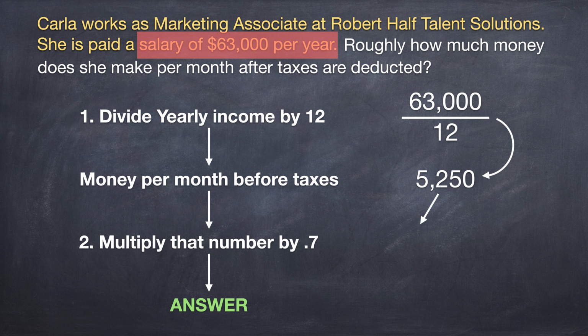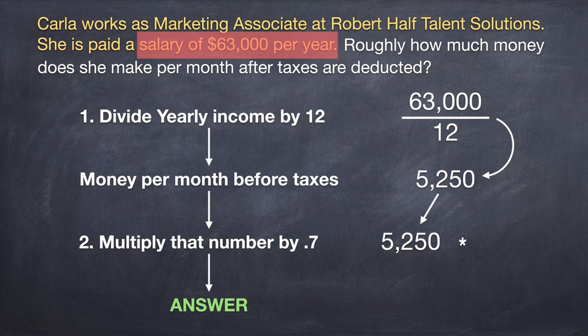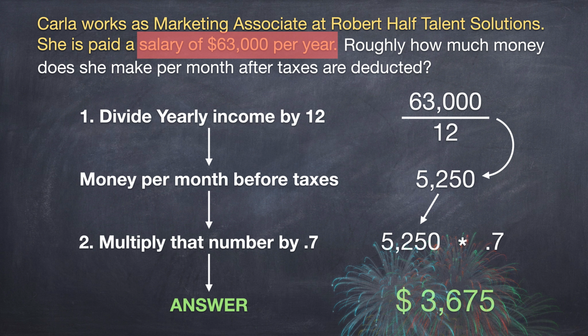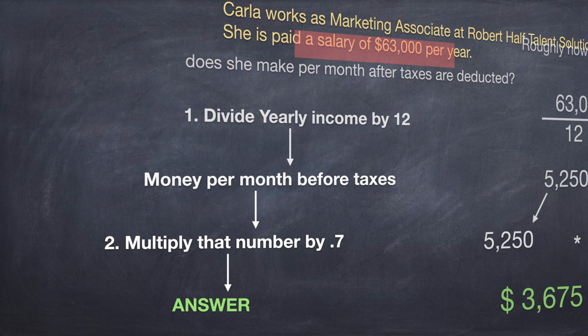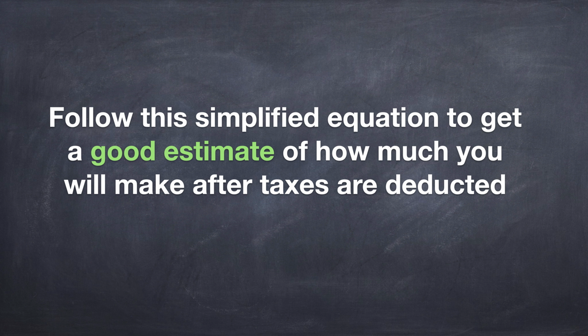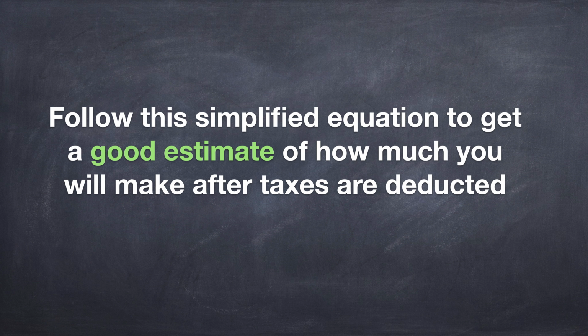And then we're going to take that number, 5,250, and we're going to multiply that by 0.7. So take that number, multiply it by 0.7, and that's going to give us our answer. She makes roughly $3,675, again, roughly, after all taxes are deducted. So use this equation to get, again, notice in green, a good estimate of how much you'll make after taxes. Not going to be exact, but it will give you a good estimate of how much you'll make after taxes are deducted.